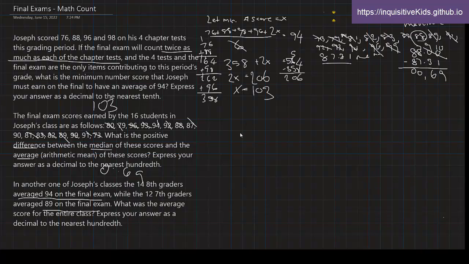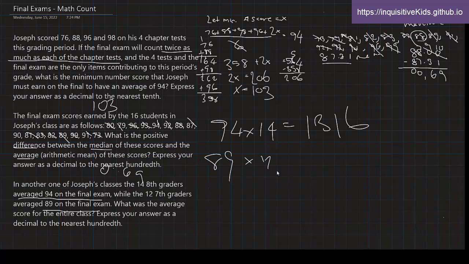So the sum of the scores that the eighth graders earned was 94 times 14. That equals 1,316. And the total sum of the 12 seventh graders would be 89 times 12, which would also be 1,080 minus 12, and that equals 1,068.